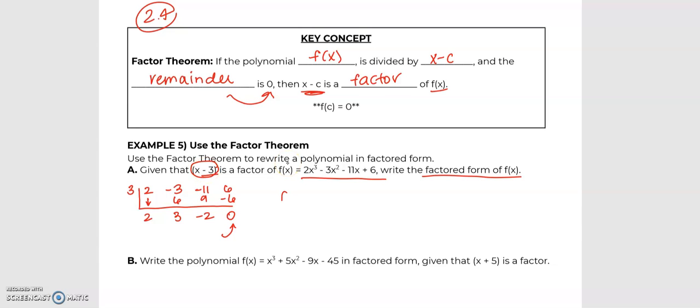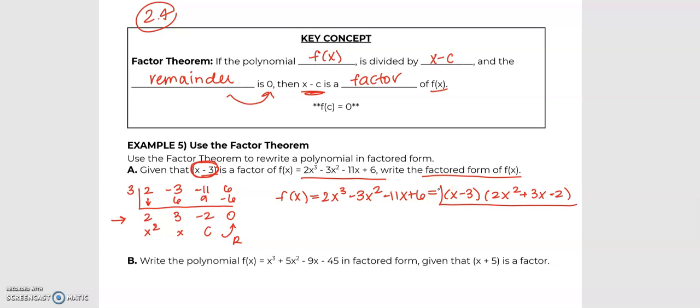So really now, if I have f of x equals this polynomial, the factored form is now the factor that we already knew, and remember the quotient of what I just got here. This is the remainder, the constant, the x, and then the x squared: 2x squared plus 3x minus 2. And here's our factored form.